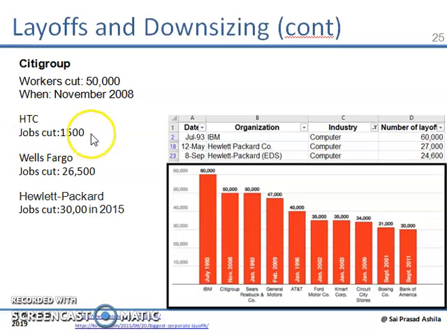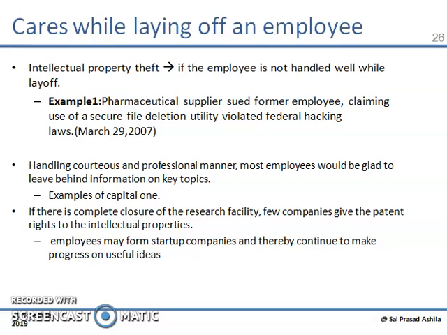This is a case where 50,000 workers were cut on November 8th by HTC, by Citigroup, and there were different big chains which laid off employees between 2000 and 2015. Care must be taken while laying off an employee.